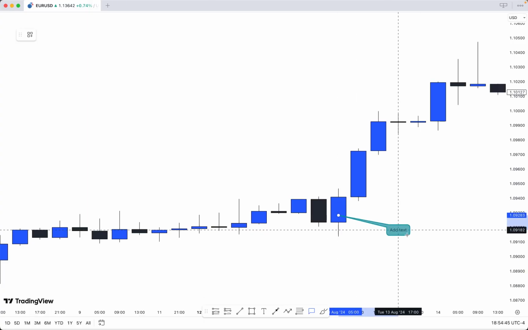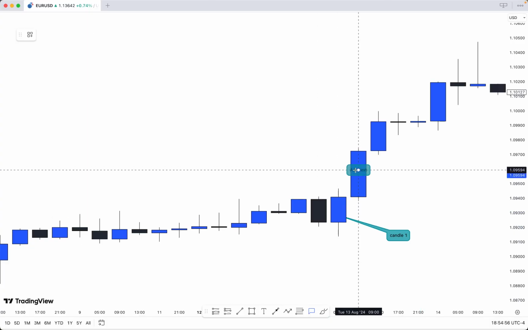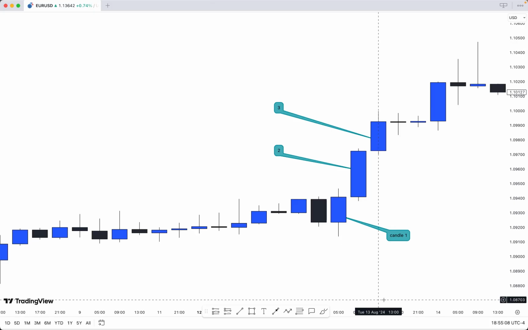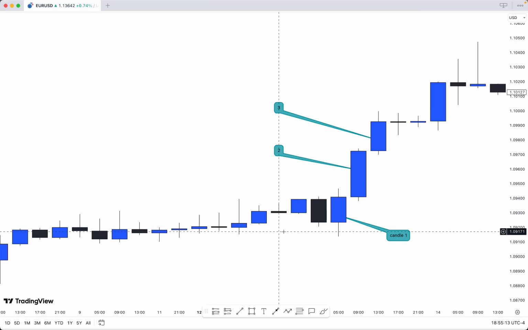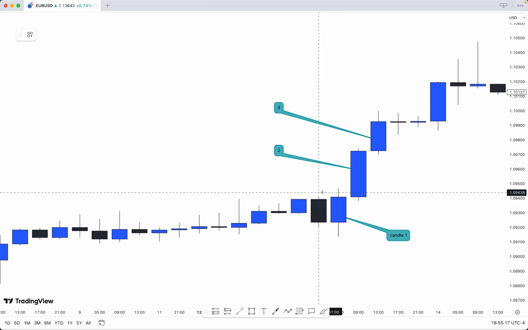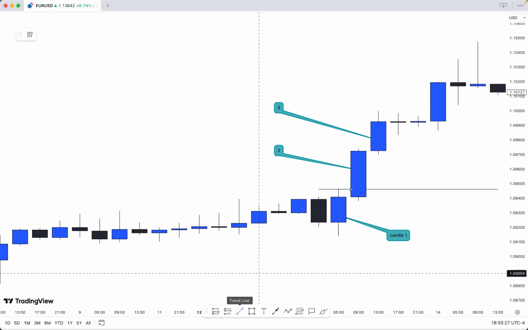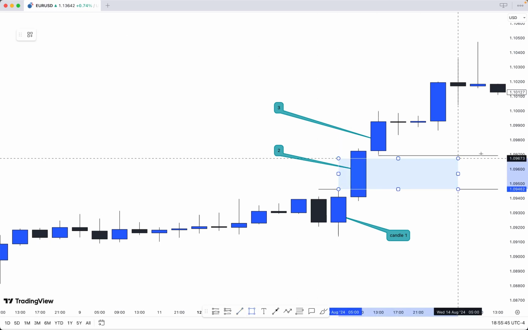We see candle number 1 over here, candle number 2 here, and candle number 3 here. So according to our previous rules on how to find fair value gaps, what do we do? We mark out candle number 1's highest wick, and we mark out candle number 3's lowest wick. Then we draw our zone.